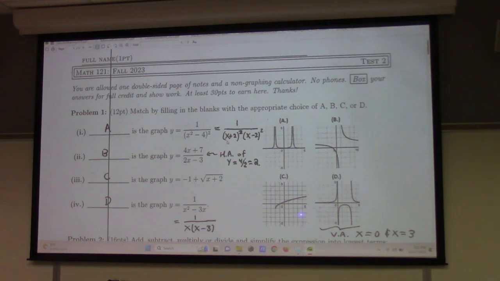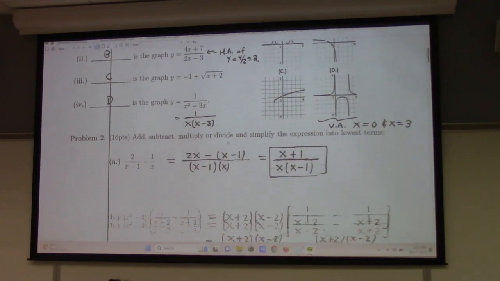This is obviously not a rational function. That's got to be this one, because it has a square root, and this is the only square root in this bunch. This one here, if you factor x times x minus 3, you've got a vertical asymptote at 0 and a vertical asymptote at 3, so it's got to be this one. So that's how I would think about it.